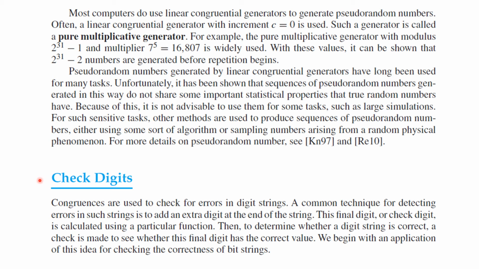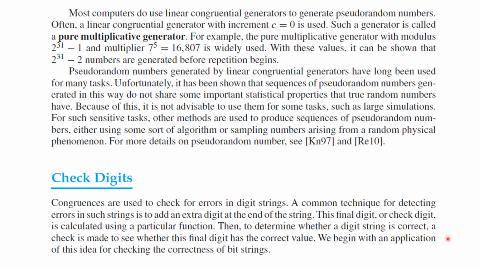Let's move on to the application of check digits. Congruences are used to check for errors in a digital stream, because there can be transmission errors, coding errors, input errors, and so forth. A common technique for detecting errors in such strings is to add an extra digit at the end of the string. This final digit, or check digit, is calculated using a particular function. Then, to determine whether a digit string is correct, a check is made to see whether this final digit has the correct value. This might not be foolproof, but it will pick up many errors.